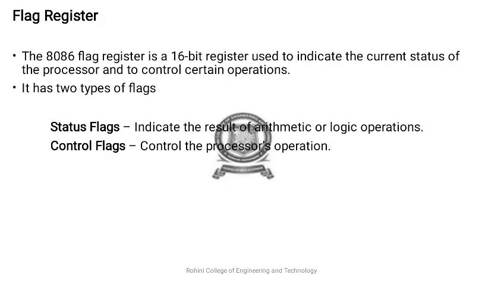Flag register. The 8086 flag register is a 16-bit register used to indicate the current status of the processor and to control certain operations. It has two types of flags, status flags and control flags. Status flags indicate the result of arithmetic or logic operations. Control flags control the processor's operation.